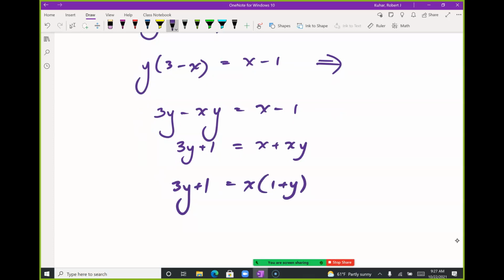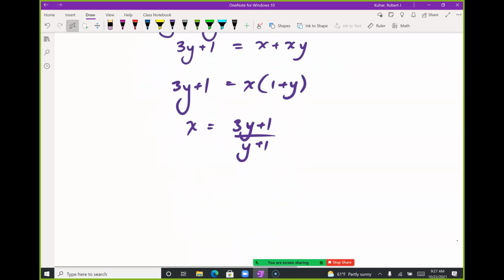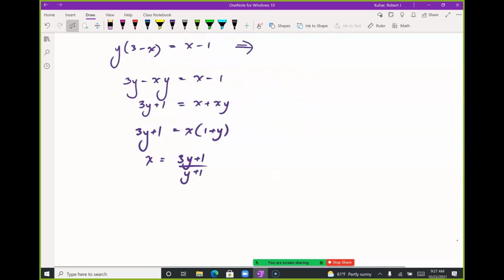And finally solve for x, right? X is equal to (3y plus 1) over (y plus 1). And I just switch my orders, just based on how we write polynomials, that type of thing. So now is everybody okay here with me? Yes.